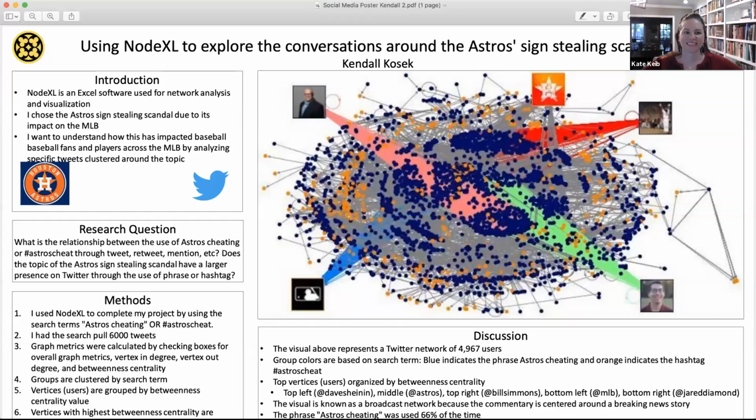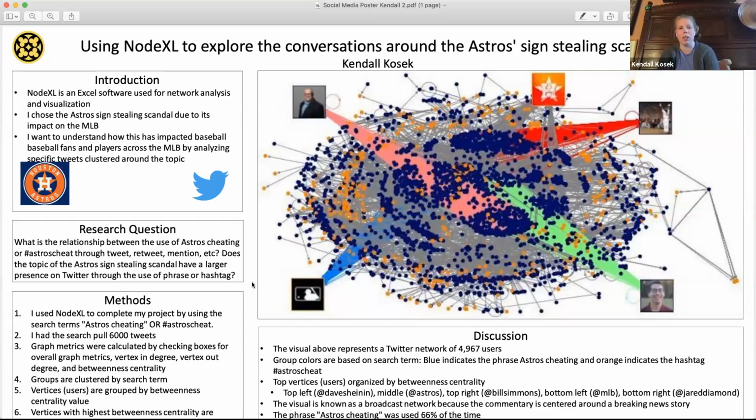Great, that was a nice enticement there. And we have one more presentation to hear about. We have Kendal Kosek with us now, who used NodeXL to explore conversations around the Astros sign stealing scandal. So Kendal, if you want to give us a brief overview of that, you can share your screen if you like, you don't have to, before we go to the breakout rooms. That would be awesome. Okay. Can you guys see it? Yes, Kendal, we can. That's great.